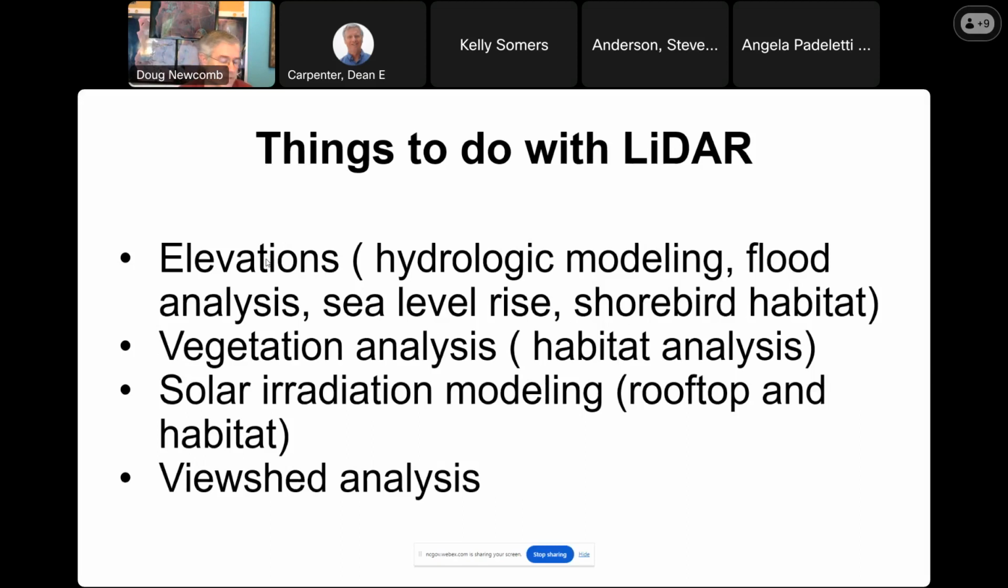But the lasers tend to run into things like houses and vegetation on the way to the ground. So you can take that data and do vegetation analysis and habitat analysis for animals that depend on the vegetation. You can also do solar radiation modeling for rooftop and for habitats. And you can do viewshed analysis.